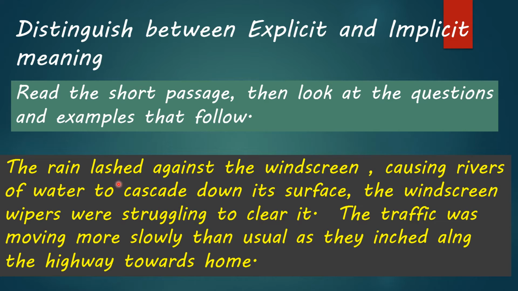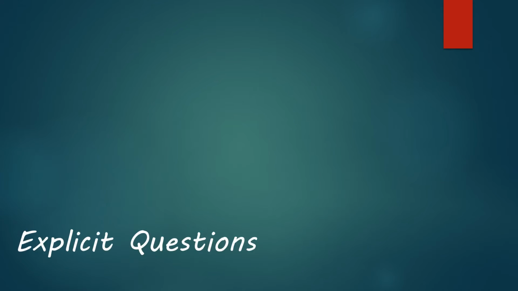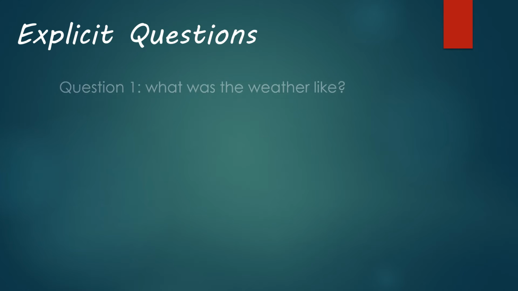The rain lashed against the windscreen, causing rivers of water to cascade down its surface. The windscreen wipers were struggling to clear it. The traffic was moving more slowly than usual as they inched along the highway towards home. So I'm sure that this description is quite understood by you. Let's see how examiners set some explicit questions based on it.